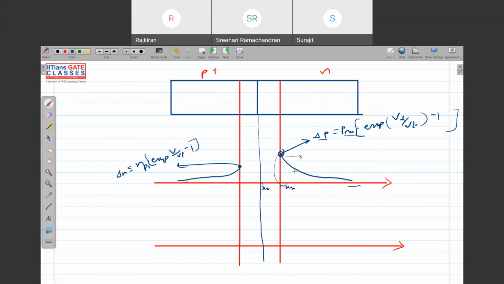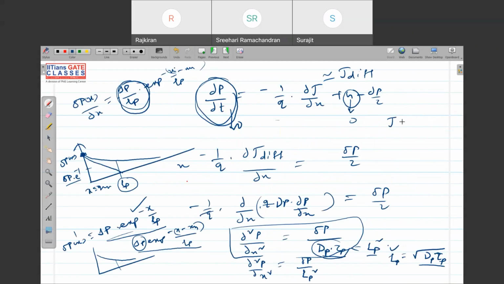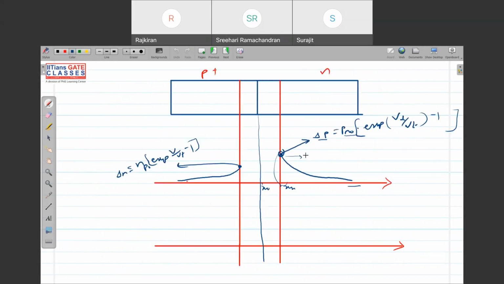Now, since it is steady state, I told you the current is constant for a device. At any point, suppose at this point, I want the current. The total current is equal to the current due to holes plus the current due to electrons, and I know the current is constant throughout the device.